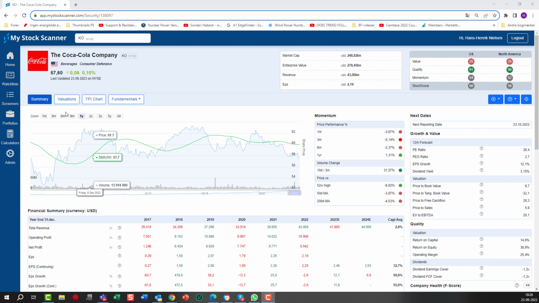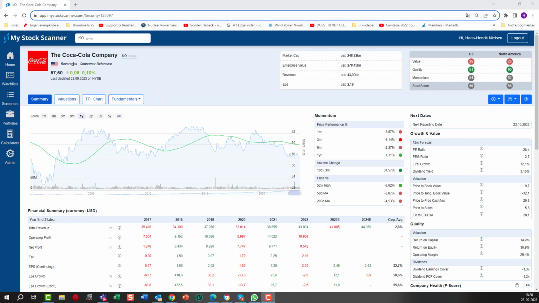Today I'm gonna make a short video about the platform MyStockScanner. As you know, we have launched the new MyStockScanner platform here, and many of you have had some questions about the valuations tool. So I'm gonna go through that today, and the case stock today will be the Coca Cola company. You all know it, and the question is, is it good value?